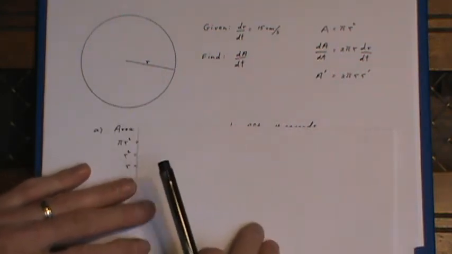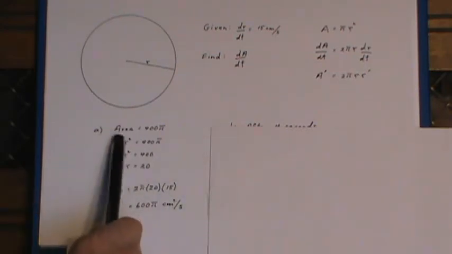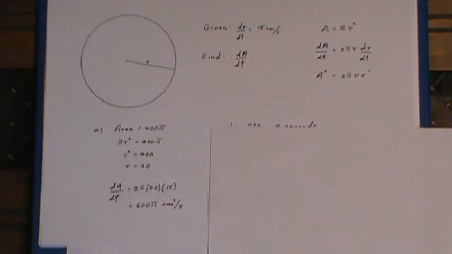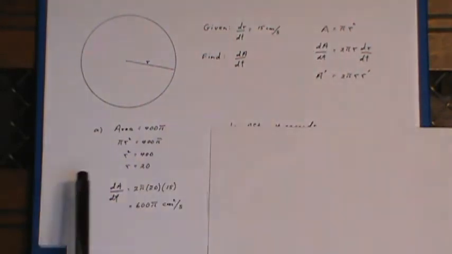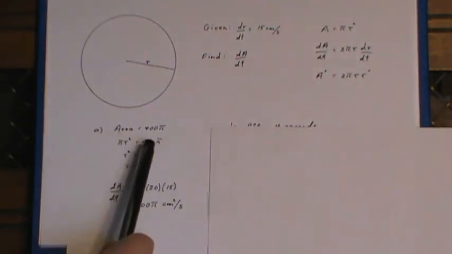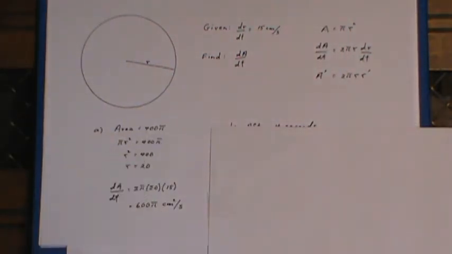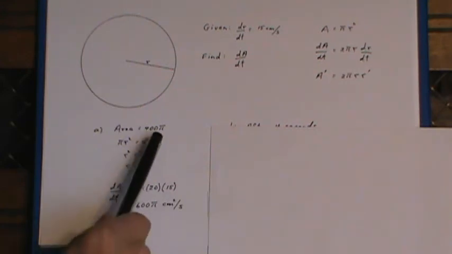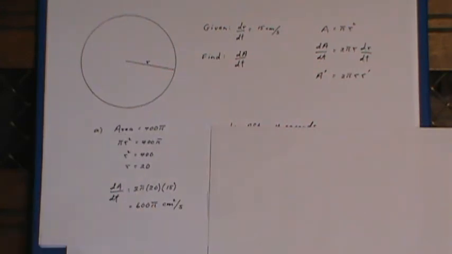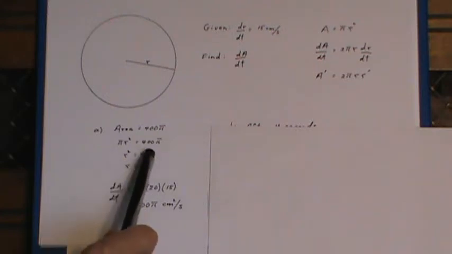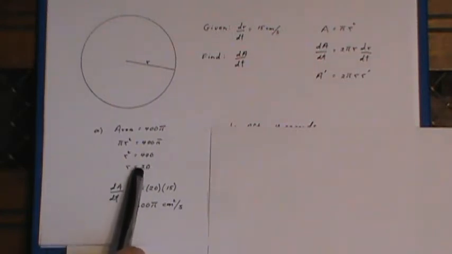Now, the first condition was that the area was 400 pi square units. So we take the area formula, pi r squared. When they give you a number involving a pi, it actually makes it simpler for you because you can just divide both sides by pi. r squared is 400, which gives us a radius of 20.